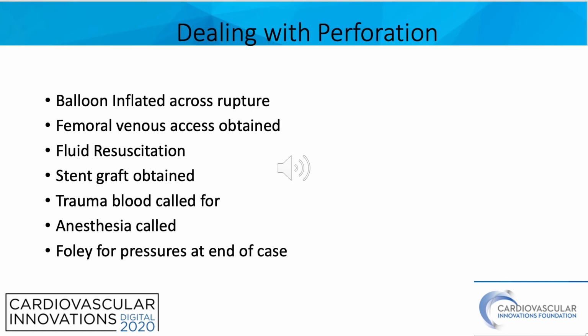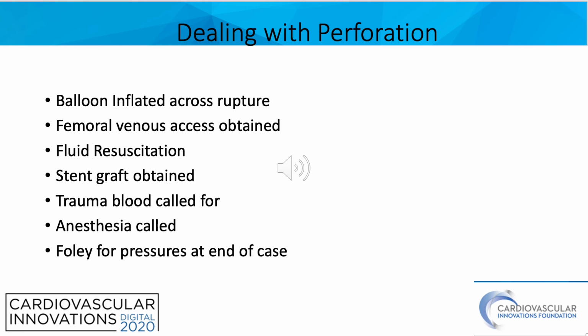Certainly, as we discussed early in this discussion, we anticipated the risk of this. The balloon was inflated very quickly across the ruptured part. We actually wanted to know where the internal iliac artery was at that time, so we noted that as well, and it was a little bit farther away from the rupture, not right on top of that. We obtained a femoral venous line so that we had plenty of access for fluids and for blood products if necessary. We immediately started fluid resuscitation.